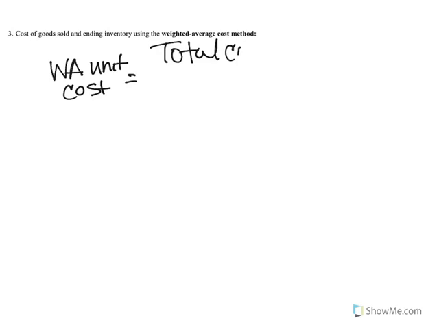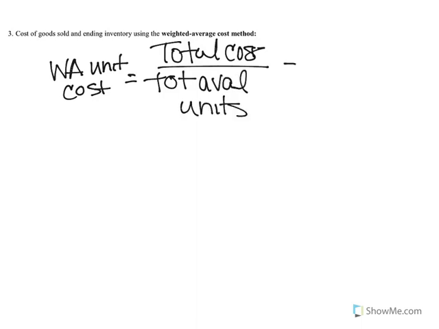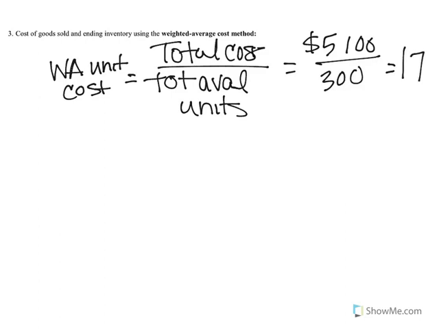Okay, finally we're going to look at the cost of goods sold and ending inventory using the weighted average cost method. Remember, this one looks a little bit different than LIFO and FIFO. To get your weighted average unit cost, you're going to take the total cost of the inventory and divide that by the total available units. So in this case, $5,100 divided by 300 units is $17 per unit.